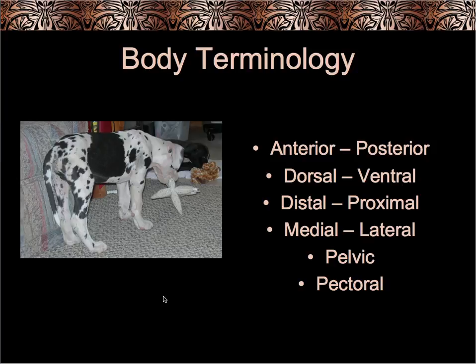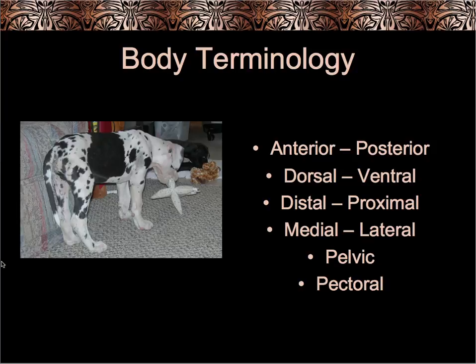The next pair is dorsal and ventral. Dorsal, like the dorsal fin of a shark or a dolphin, is the back. Ventral would then be the stomach.